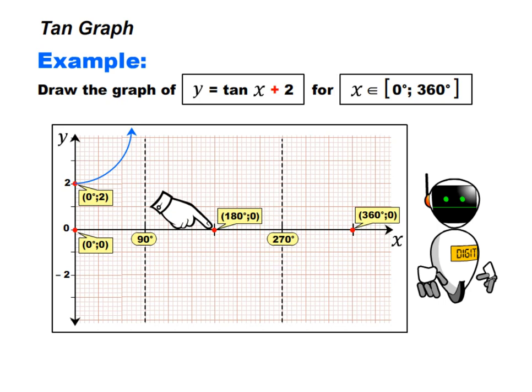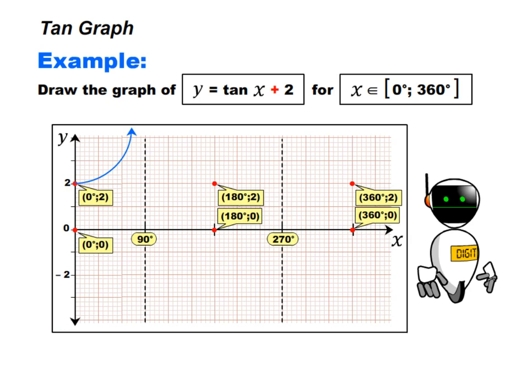Look at the points 180 degrees and 0 and 360 degrees and 0. If we add 2 on the y-coordinate, they will become 180 degrees and 2 and 360 degrees and 2, respectively. Let's quickly plot these points. Look at the graph. 180 degrees and 2 is here. 360 degrees and 2 is here. Our asymptotes are still at 90 degrees and 270 degrees. Asymptotes are the dotted lines.